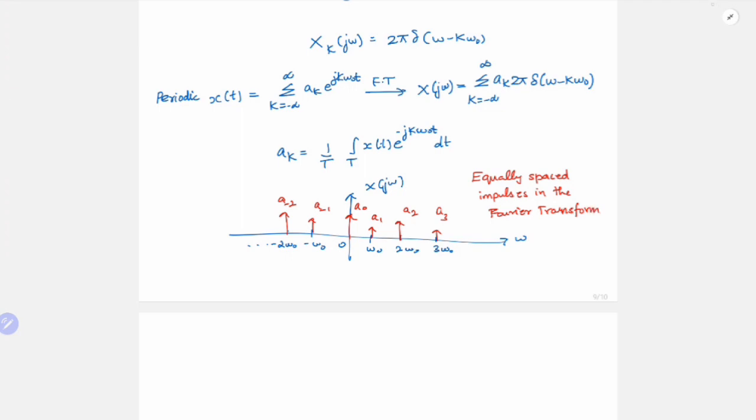So today we saw the Fourier transform, the convergence of Fourier transforms, and a few examples on it. And also we saw the representation of periodic signals using the Fourier transform. In the next lecture, we will see the properties of Fourier transforms.